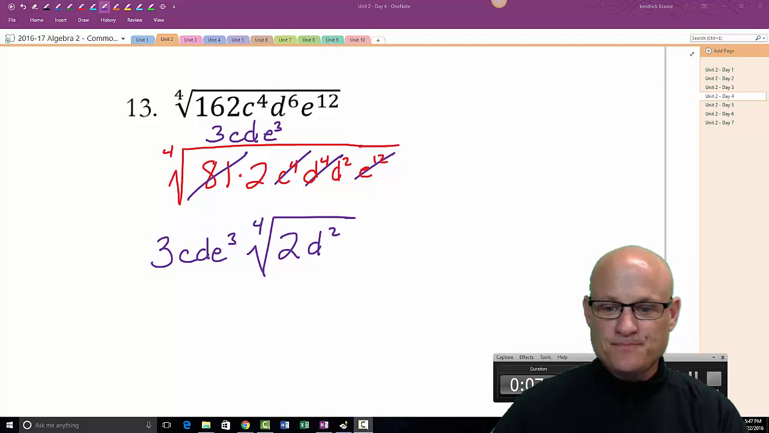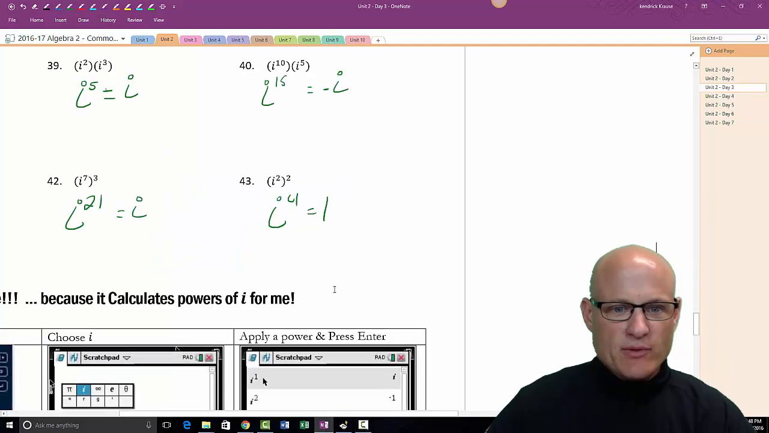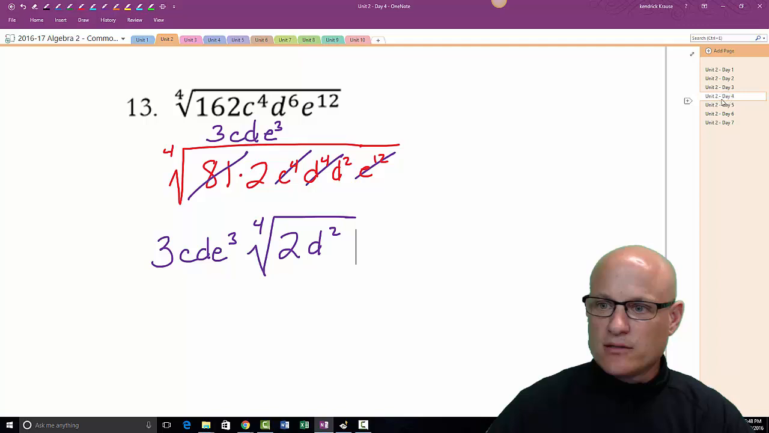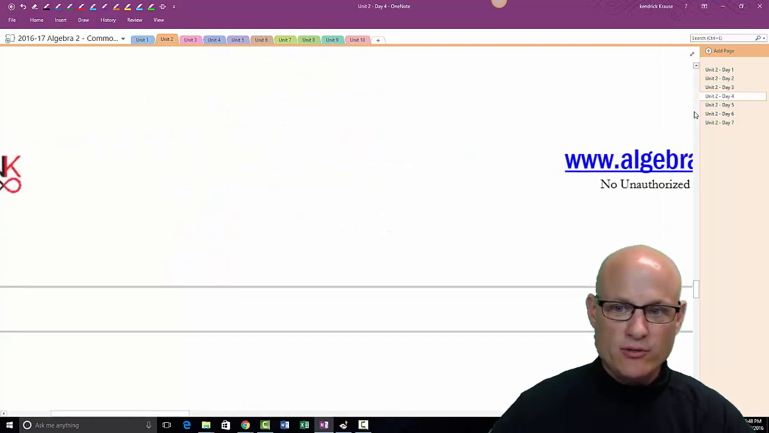And that's what I got. Okay, I think we got one page left. Somehow we jumped back. One page left.